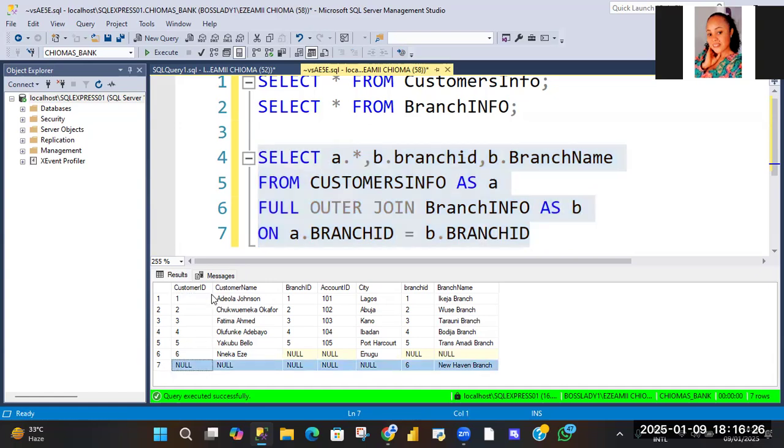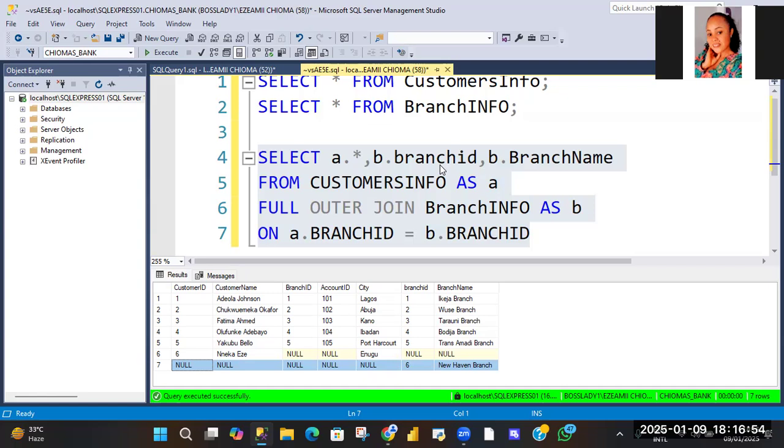The reason is that it's going to return every piece of information from the customer table and every piece of information from the branch info table. So everything we are seeing here is what we have in these tables, both where it's matching and where it's not matching. All right. So these are the types of join we're going to discuss for today. All right. You can go over the lesson again.